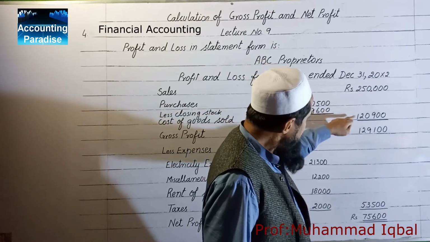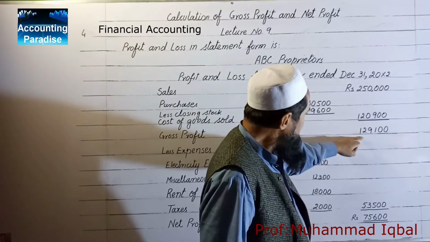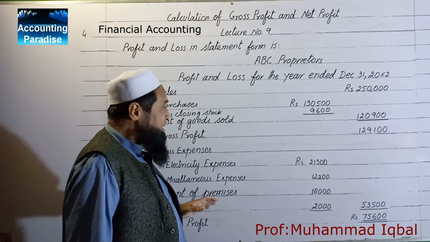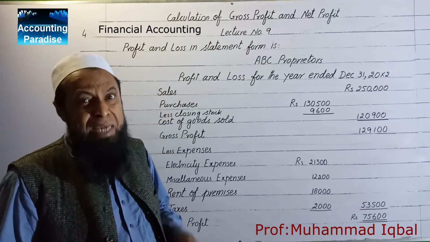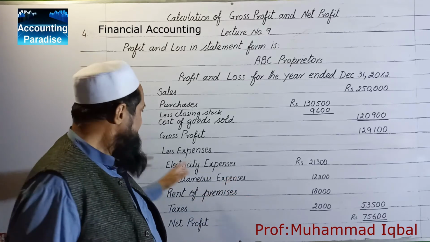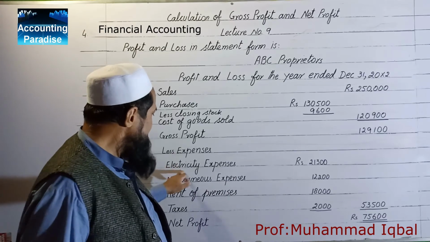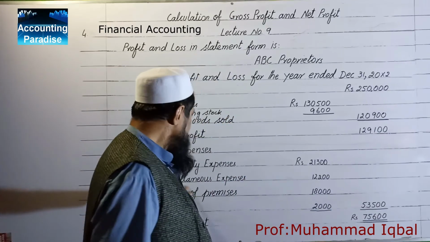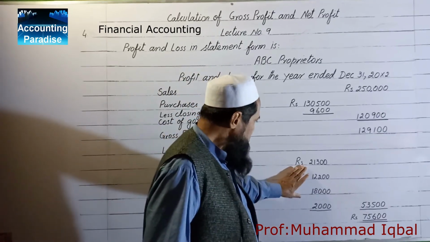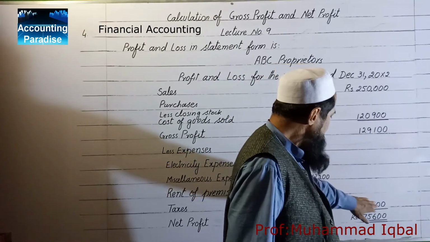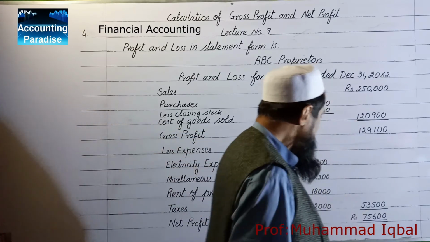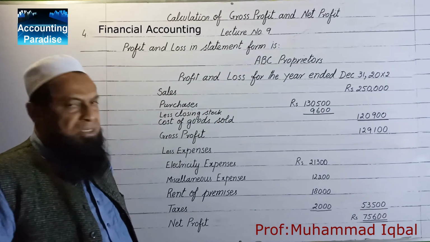When we deduct the cost of goods sold from sales, we got gross profit. And when we deduct expenses to make sales during the accounting period, we get the net profit. Here are the expenses during the accounting period: electricity expenses, miscellaneous expenses, rent of premises, taxes. The total expenses comes to 53,500. When we deduct it from gross profit, we got the net profit of 75,600.